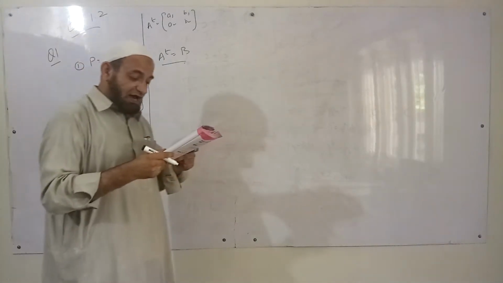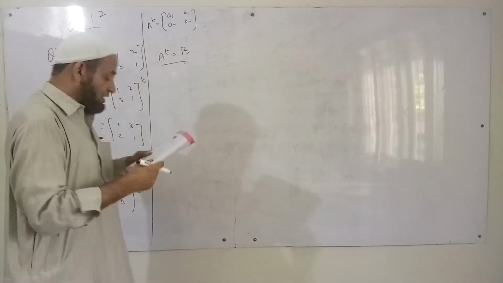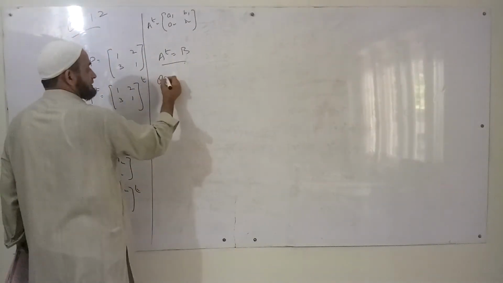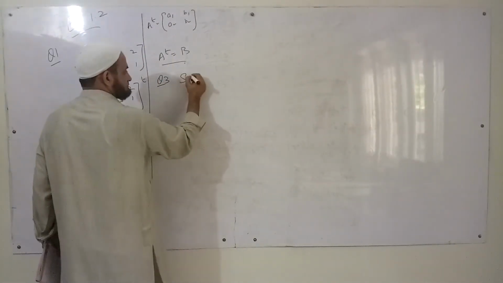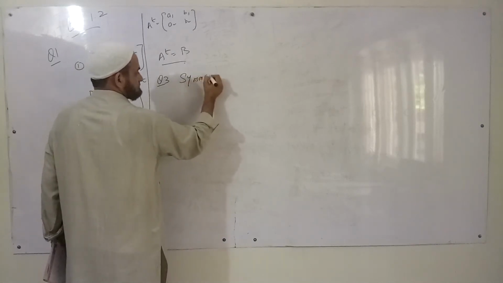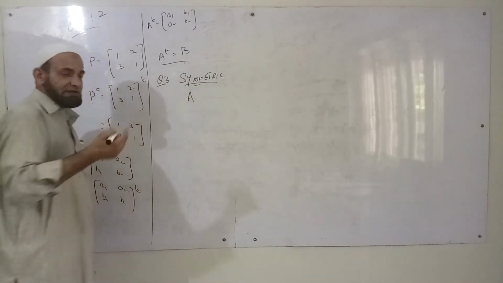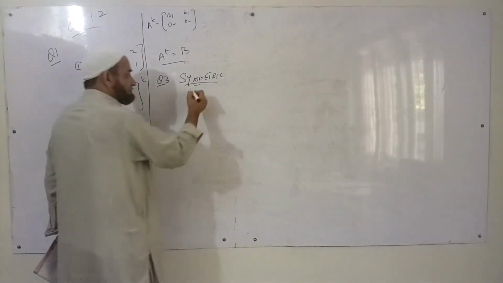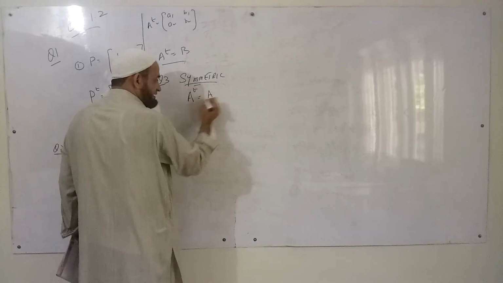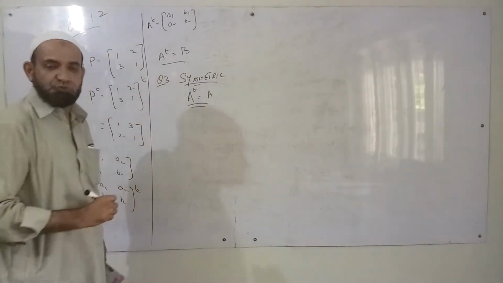Now, question number 3. Which of the following are symmetric? Symmetric means if some matrix is given, like A matrix is given, we take the transpose and we get the same matrix again. That's called symmetric.